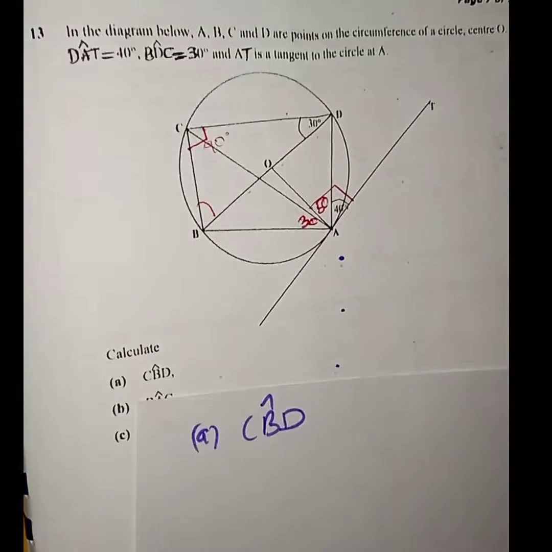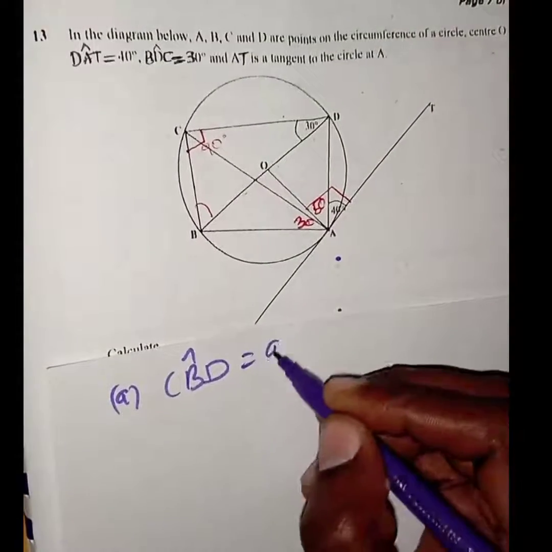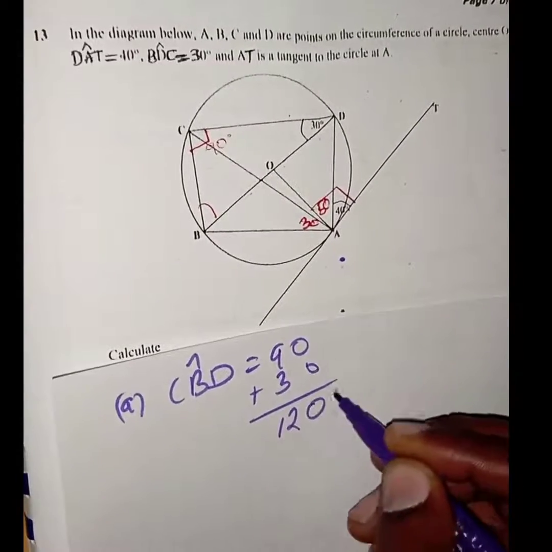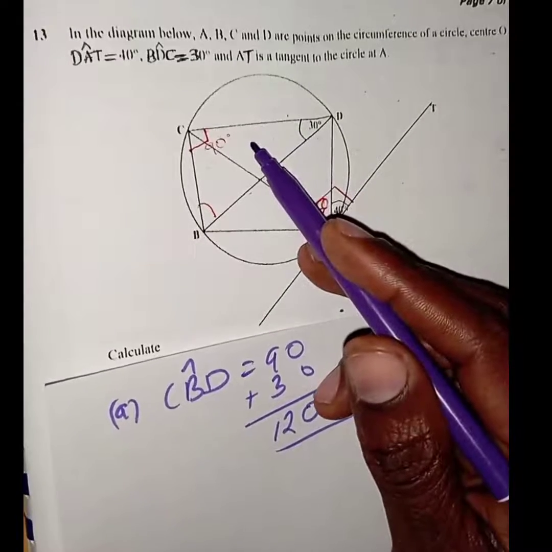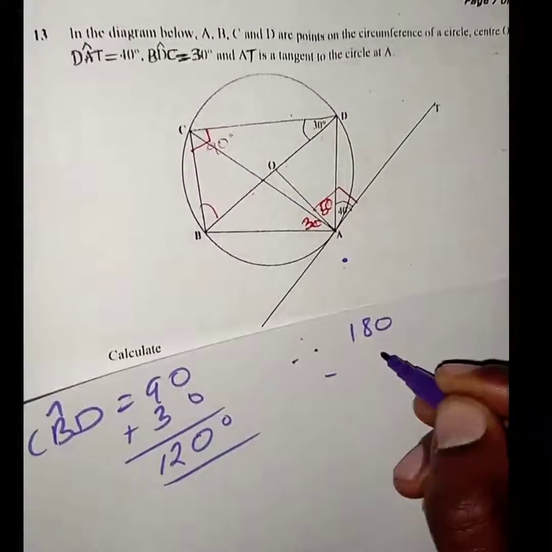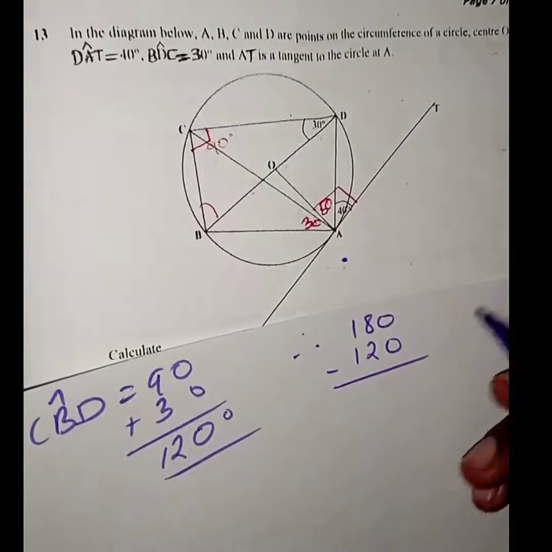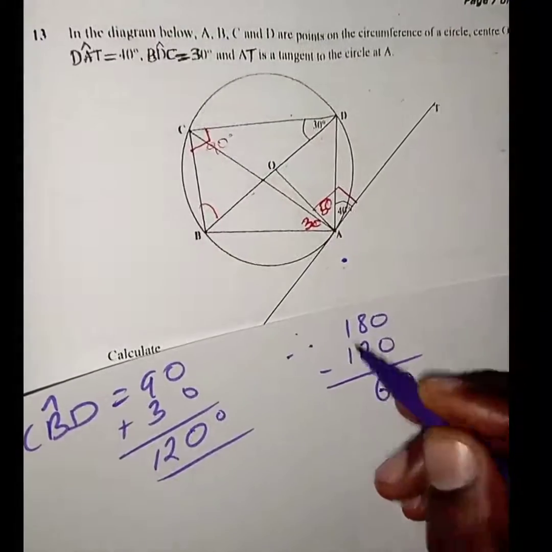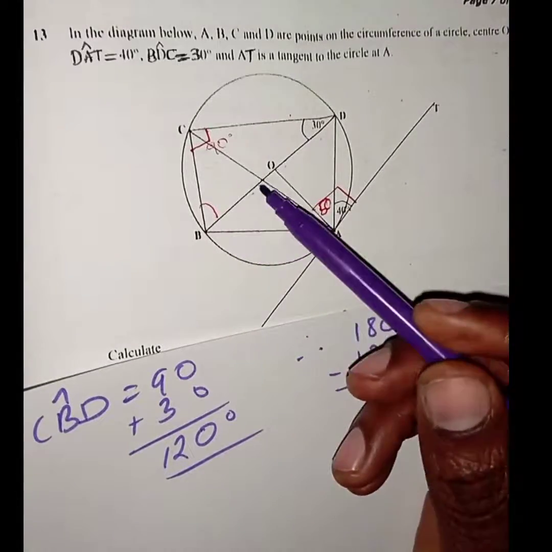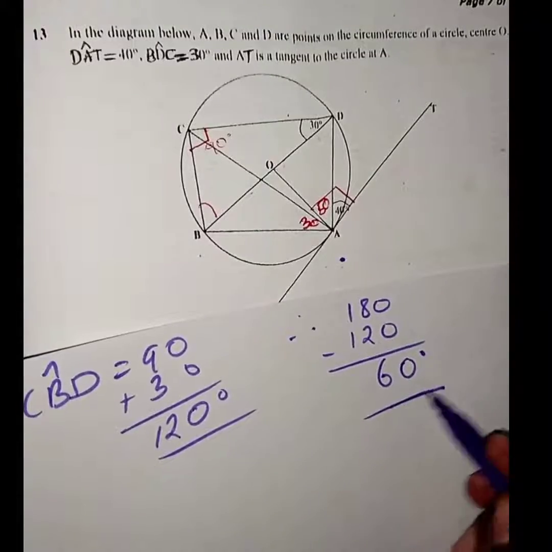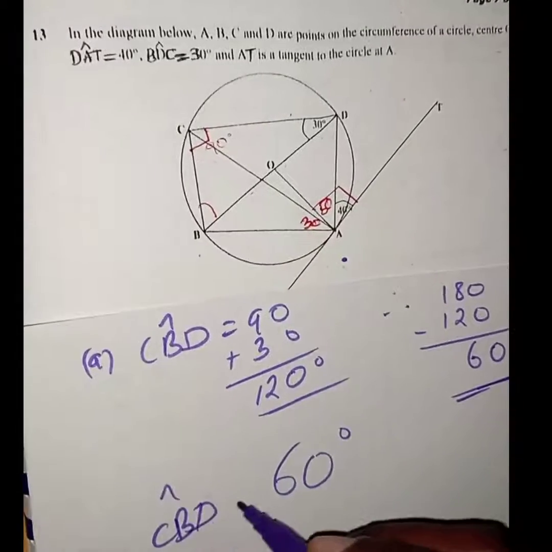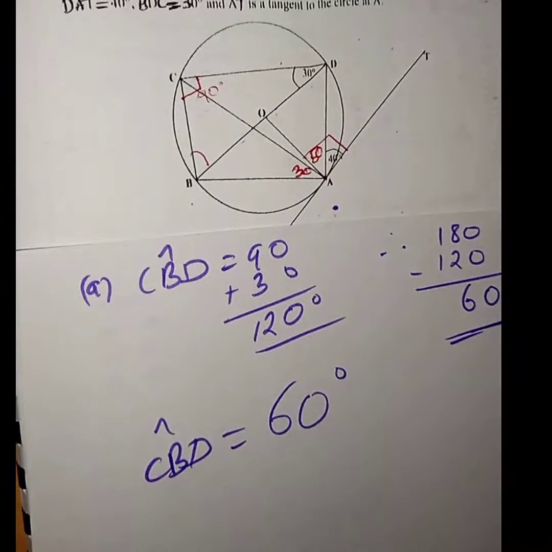So you add 90 plus 30, you get 120 degrees. Now since angles in a triangle add up to 180, you subtract 180 minus 120 degrees. 0 minus 0, 0; 8 minus 2, 6; 1 minus 1, 0. So the angle at B is 60 degrees, which is CBD. So this is the answer, 60 degrees, CBD. It is 60 degrees, right?